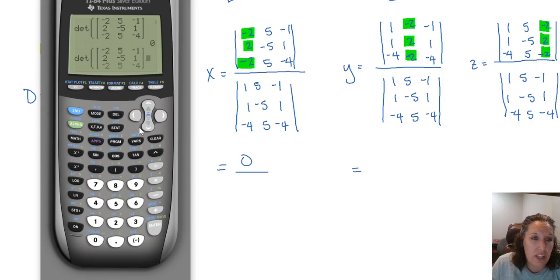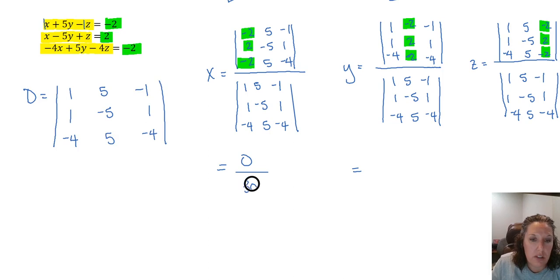We can do second, enter, and just go in and change. We have to find the determinant of that denominator anyway. And so that's going to be 1, 1, negative 4 is our D matrix. So this is the determinant on the bottom. And we get 30. So we know that all of these are going to be 30 on the bottom.